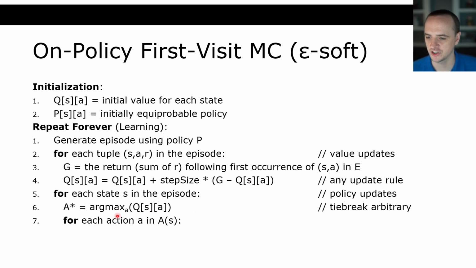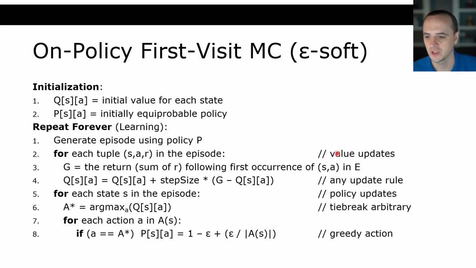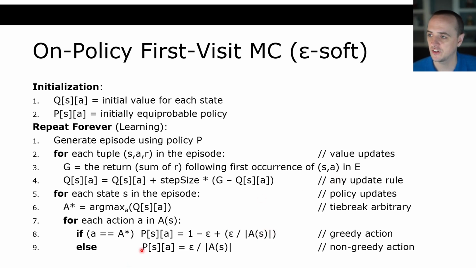Then for each action, and this is going to be our greedy action, right? Then for each action A in all the actions at state S, if A is the greedy action, if this is the maximum action, then our probability of choosing that action is going to be 1 minus epsilon plus epsilon divided by the number of actions. Otherwise, if it's not the greedy action, then we just have that epsilon random choice of doing it, so the probability of choosing it is epsilon divided by the number of actions.